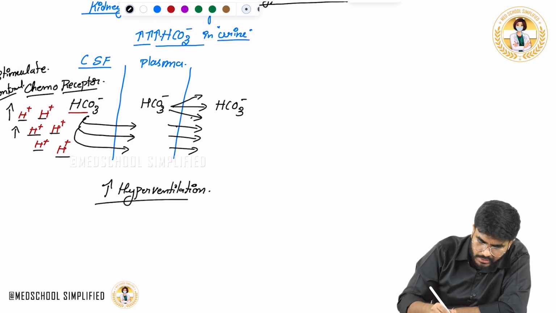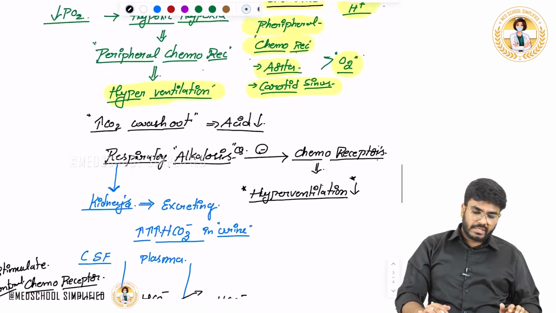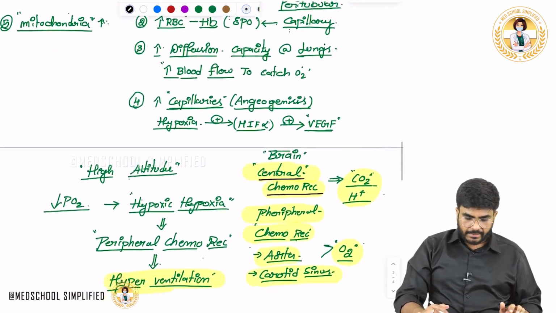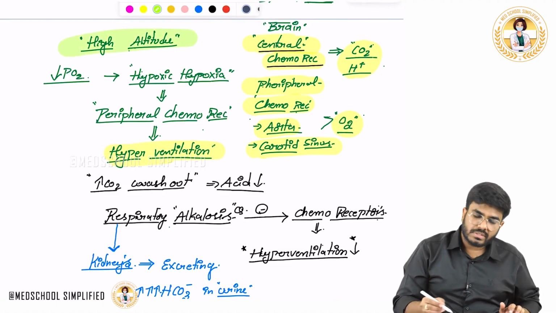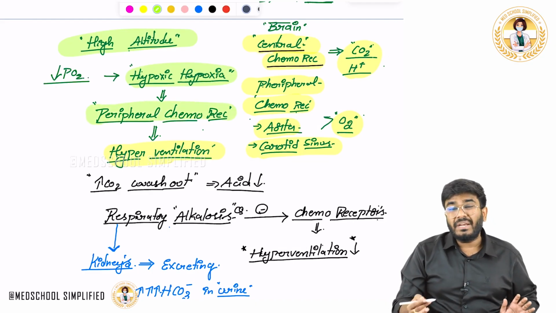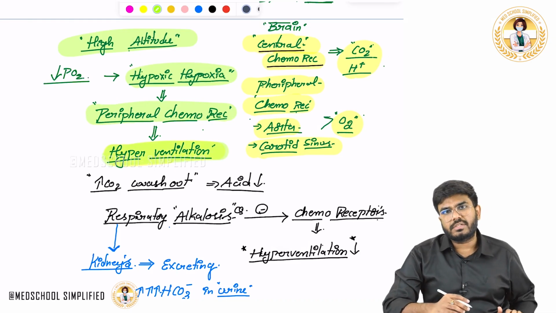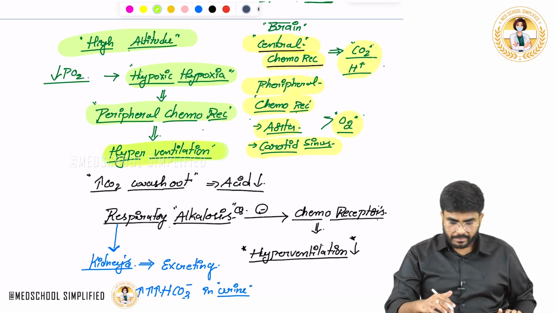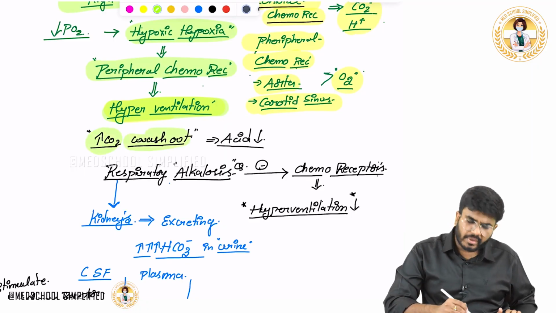Again, the person is going to do the hyperventilation. So the points which I want you to know, guys, look, initially, what happened? When you go to the high altitudes, let's highlight the important points. There is hypoxia, that's going to stimulate the peripheral chemoreceptors. When the peripheral chemoreceptors are stimulated, you are going to do the hyperventilation. Initially, there is hyperventilation, but whenever you do the hyperventilation, there will be more carbon dioxide washout.